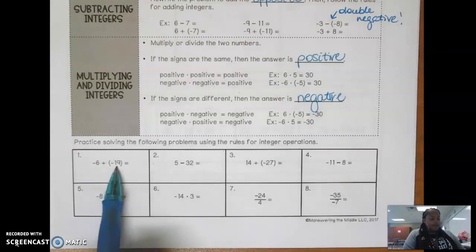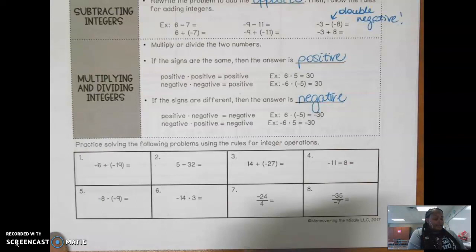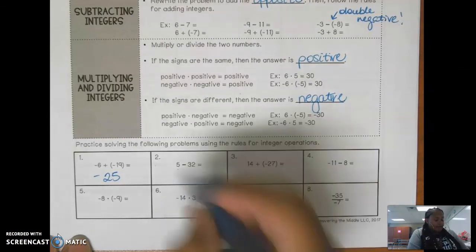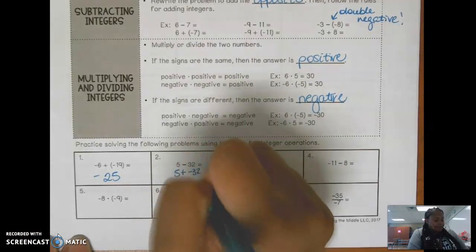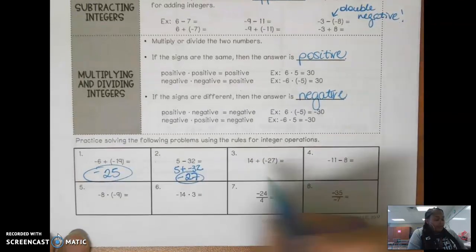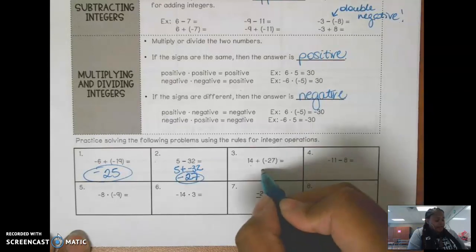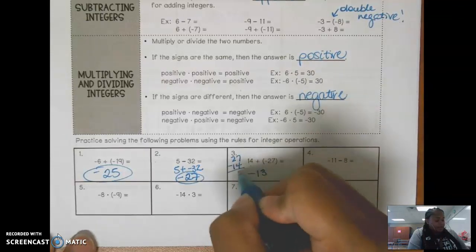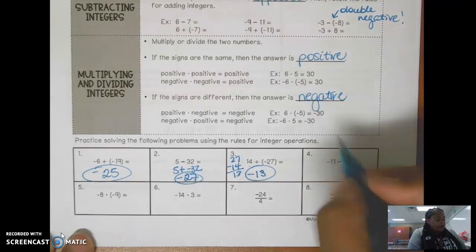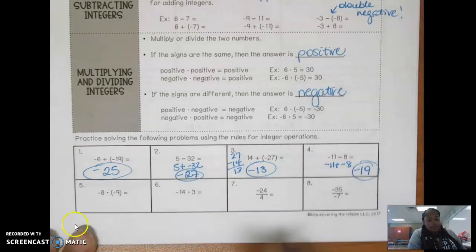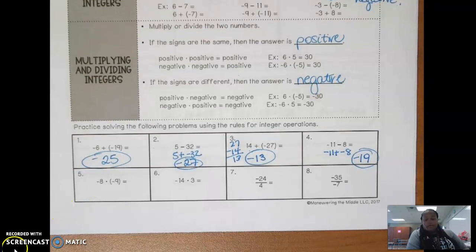So negative 6 plus negative 19, this is the same sign, so I'm going to add. 6 plus 19 is negative 25. 5 minus 32, this is 5 plus negative 32. This is negative 27. 14 plus negative 27, these are different signs, subtract. So that's going to be 13, negative. 27 minus 14, let me double check, 13. Okay. Negative 11 plus negative 8 is negative 19. Circle it, move on. My video is about to stop.